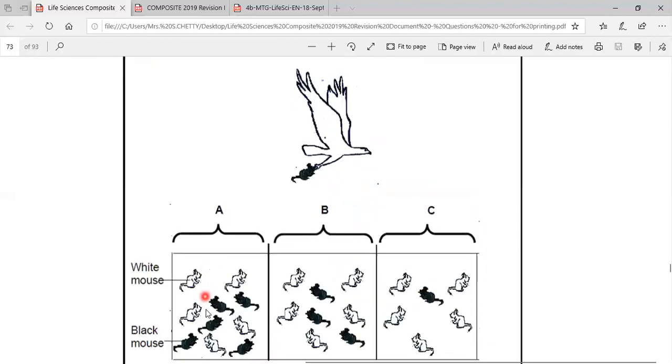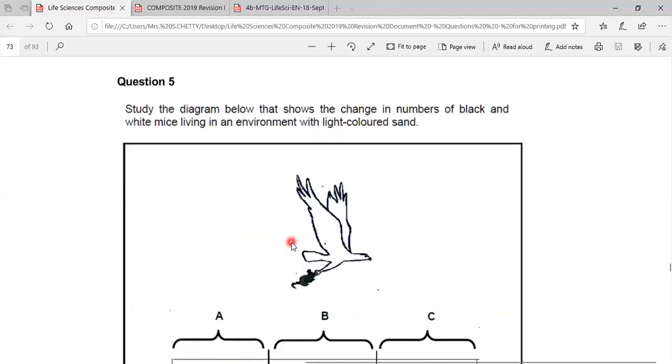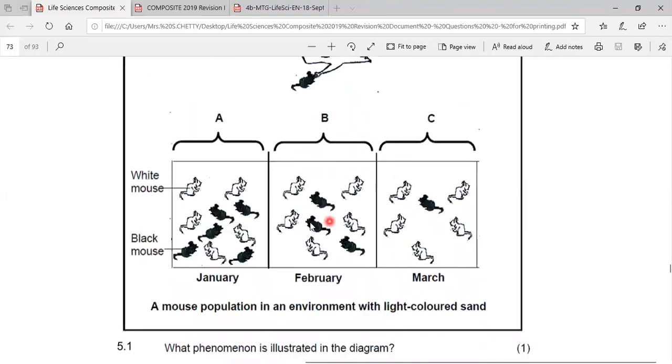In fact, there was no change. It's just that against the light-colored sand, the white mice were camouflaged and therefore not easily seen by the predator and therefore not eaten by the predator. The black mice were not camouflaged, so they had the unfavorable characteristic of being black. So what was the variation? The variation is that you had white mice and you had black mice. The favorable characteristic was that the white mice were camouflaged against the light-colored sand, and the black mice were noticeable on the light-colored sand as they were not camouflaged.